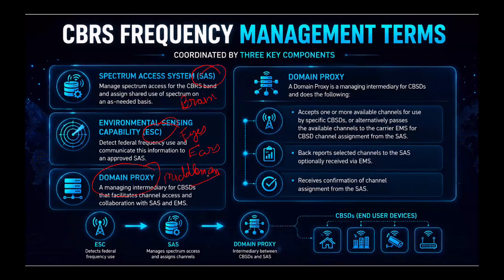So instead of every CBSD independently handling all SAS communication, the domain proxy can coordinate communication for the multiple CBSDs. It helps with channel request, receives assignment, communicates them to the proper CBSDs, and reports information back to the SAS. So remember, domain proxy simplifies communication between CBSDs and the SAS. These three components are very important, and together they allow CBRS spectrum to be used dynamically while protecting higher priority users and minimizing harmful interference.